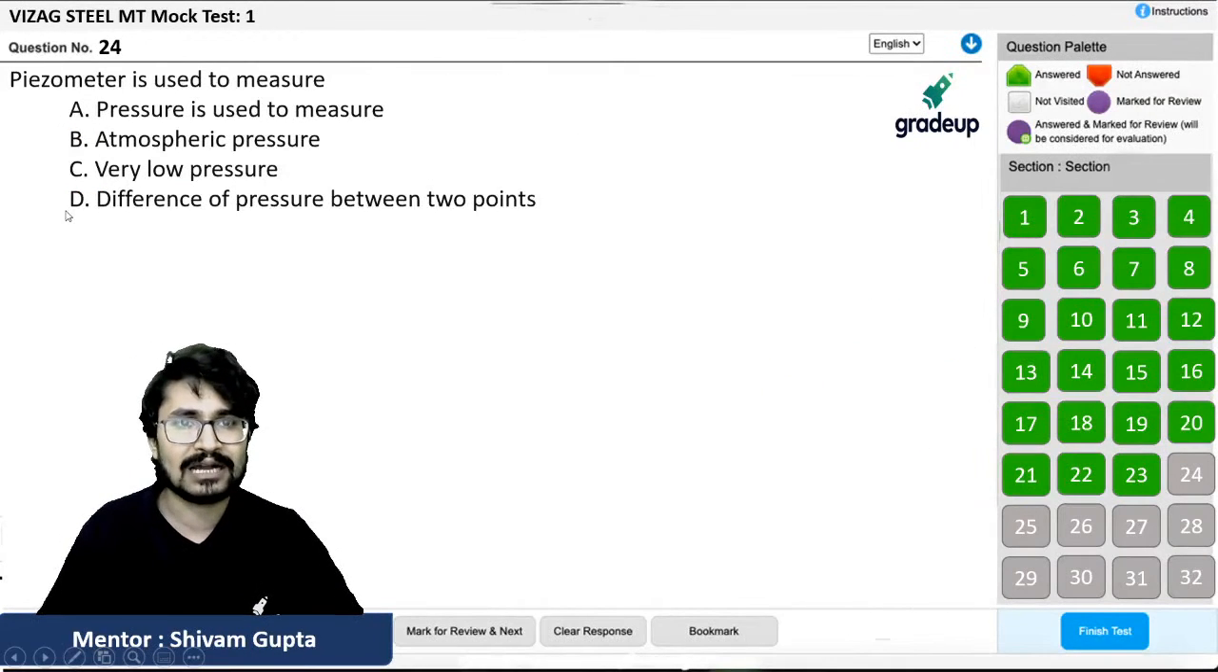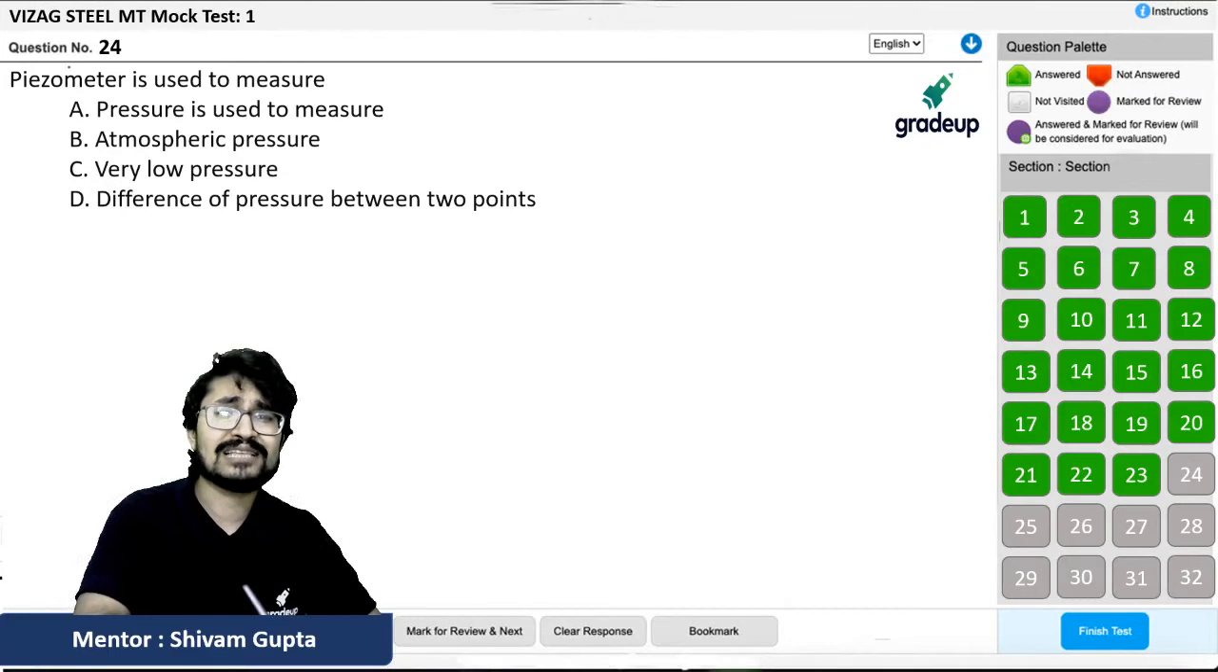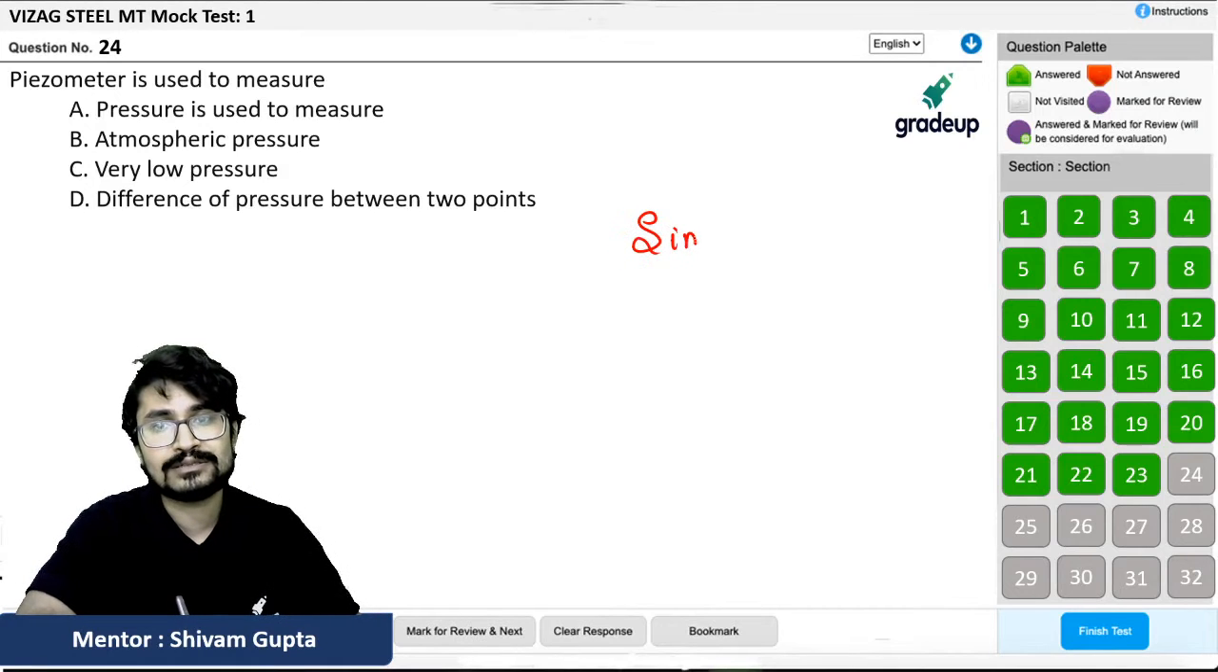The next question is saying that a piezometer is used to measure. Piezometer, it is the simplest manometer ever. Simplest manometer, you know that?